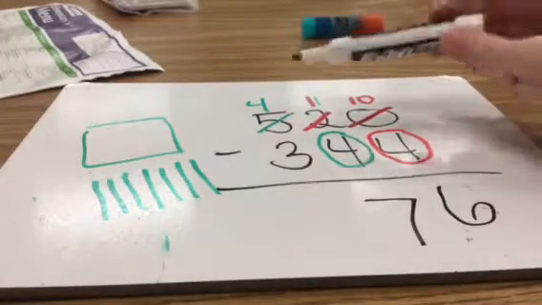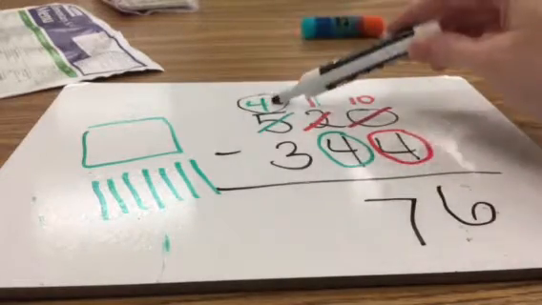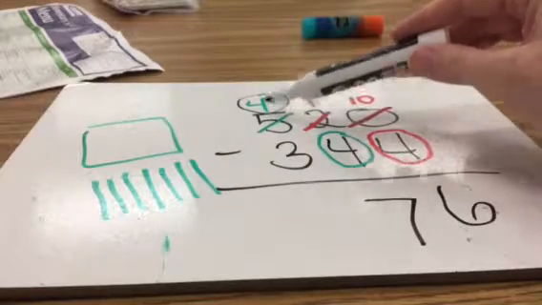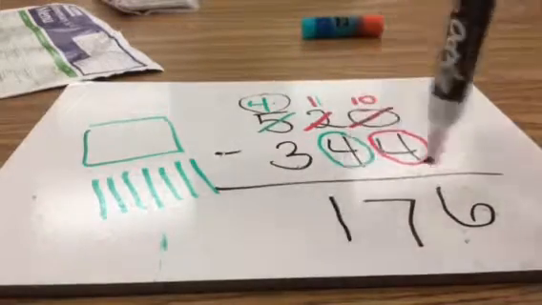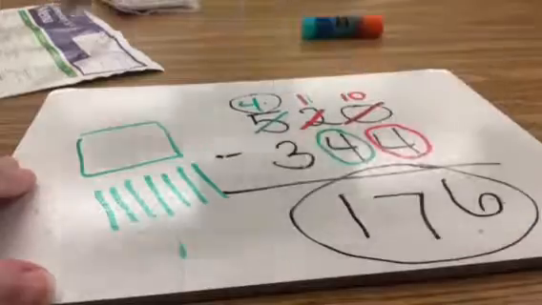And I had 4, I'm going to circle my bigger number, I'm sorry, 4 more on top, no need to stop. 4 take away 3 is 1. So my answer is 176.